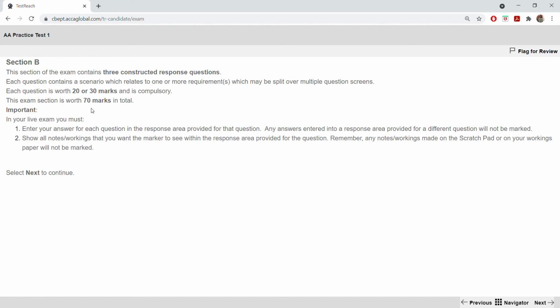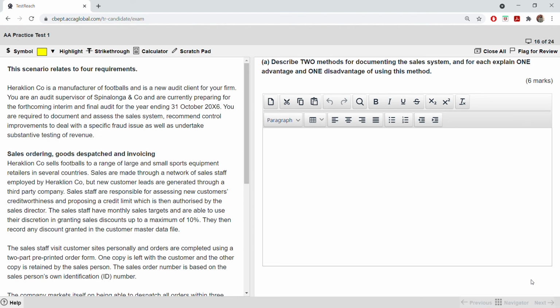So if you see, this is 70. Each question could be 20 marks or 30 marks. There are 3 constructed response questions. I will be doing these in part 2, 3. I don't know how many parts there will be, but section B questions I will be doing in a different video. It's not in this one. So just have an overview of section B questions. You'll be given a case study here, and then you'll be asked questions like this, and here you have to type your answer. This question is for 6 marks, asking to describe 2 methods of documenting the sales system, and for each explain 1 advantage and 1 disadvantage of using the method.